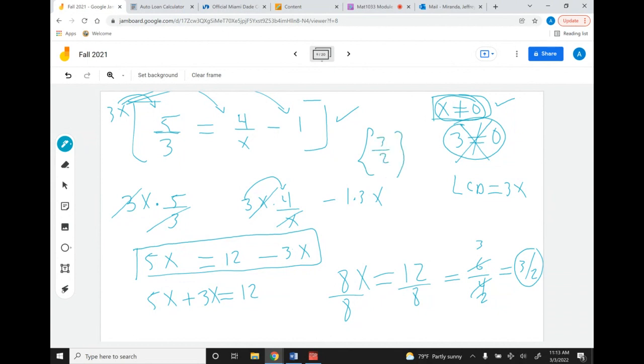Okay. Now, where did I get the 8 from? 5x plus 3x gives you 8x. Then you divide 12 by 8, and then you reduce it, and you end up with 3/2. Okay. All right.